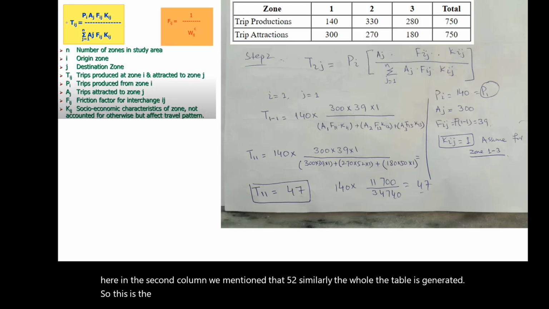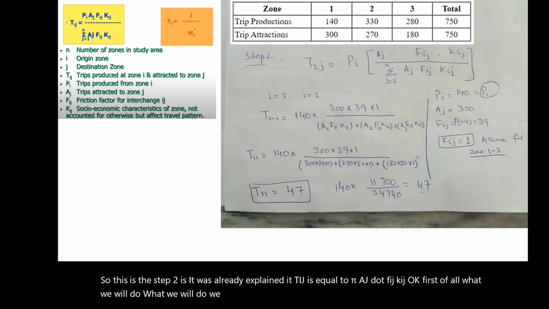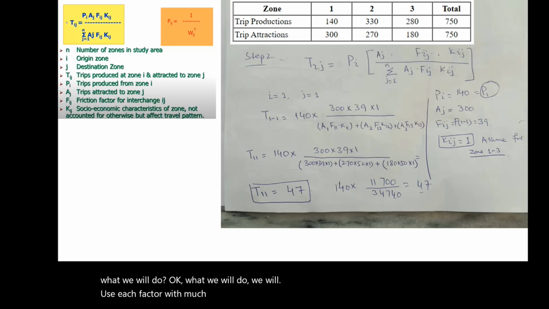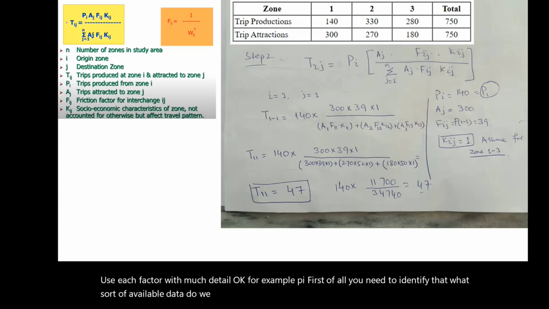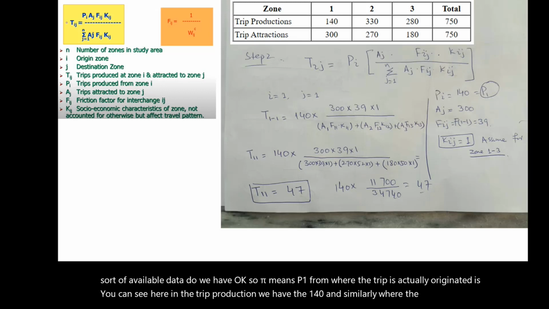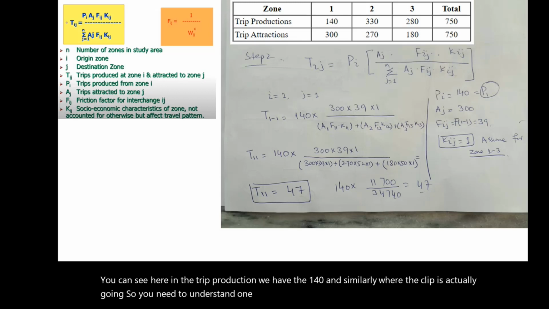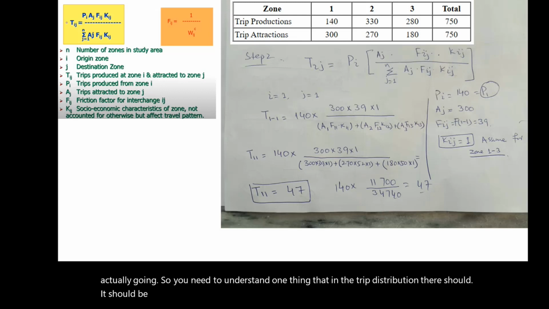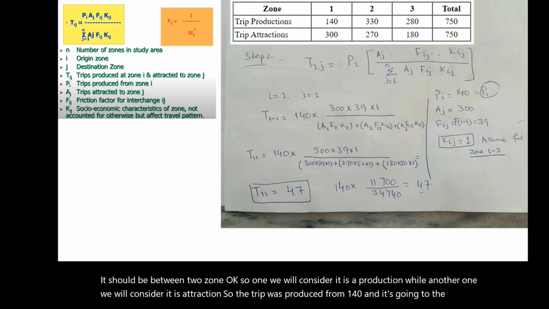So this is step number 2. It was already explained that Tij is equal to Pi Aj dot Fij dot Kij. First of all, what we will do is use each factor in much detail. For example, Pi. First of all, you need to identify what sort of available data we have. Pi means P1, from where the trip is actually originated. As you can see here in the trip production, we have 140. And similarly, where the trip is actually going. You need to understand one thing, that in the trip distribution, it should be between two zones. One we will consider as a production, while the other we will consider as an attraction. So the trip was produced from 140 and it's going to the attraction factor, which is 300.